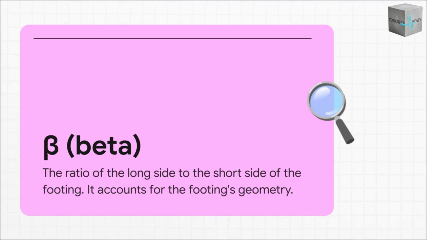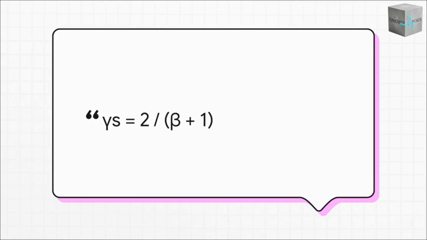So for a square footing, beta is 1. For any rectangular footing, it's going to be greater than 1. This little number is what we're going to plug into the code's formula. And here's the formula the code gives us.